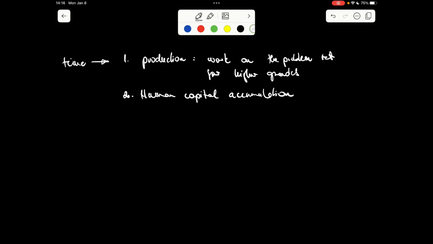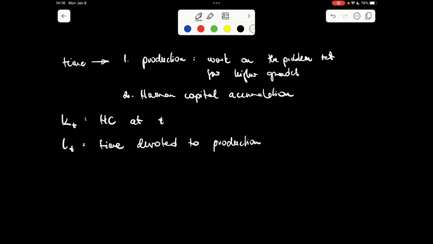Okay, the variables. KT is human capital at period T. LT is the time share devoted to production. We are lining up the details.